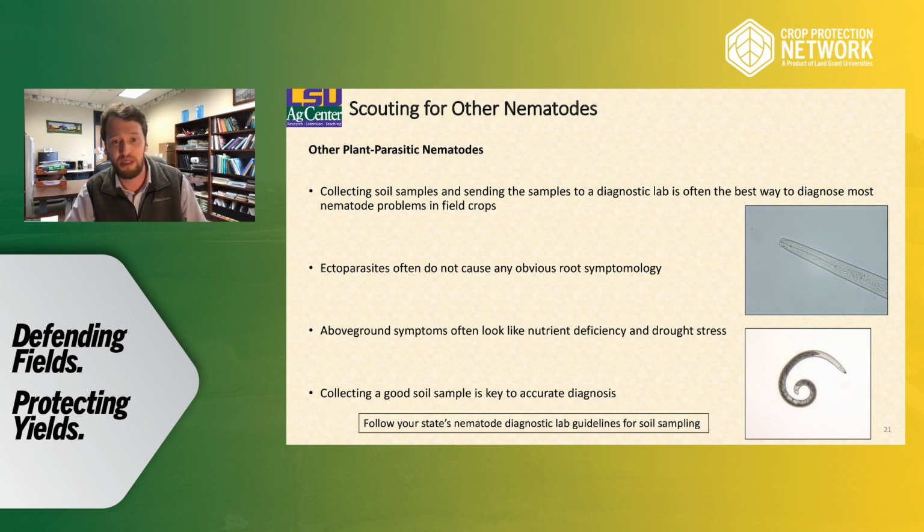Furthermore, above ground symptoms almost always look like nutrient deficiencies and drought stress. So the key to accurately diagnose and scout for other nematode species is to collect good soil samples and send them to a diagnostic lab. So my advice is to follow your state's diagnostic lab guidelines for soil sampling and keep an eye out for any nematode issues when you're out in the field.